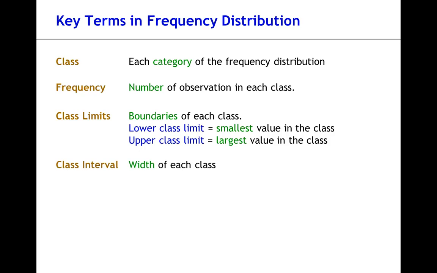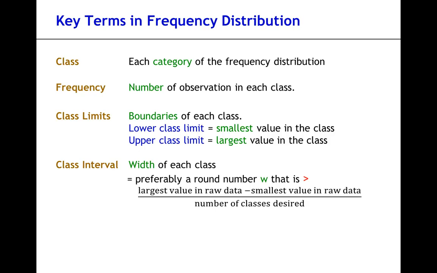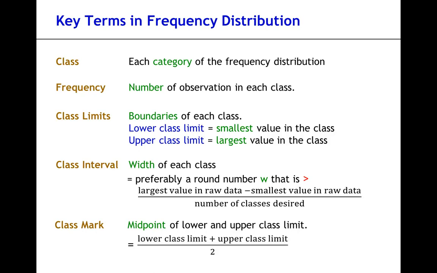Class interval means the width of each class, or how wide the interval is. It is preferably a round number W taken to be the number that is greater than the largest value in the raw data minus the smallest value in the raw data divided by the number of classes desired. Finally, a class mark is the midpoint of lower and upper class limit, which is taken to be equal to the lower class limit plus the upper class limit divided by 2.